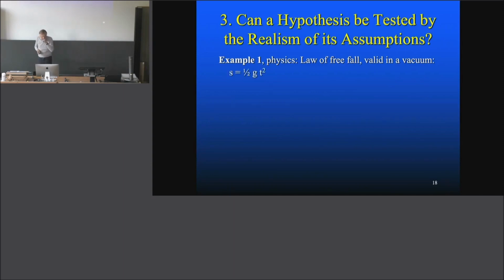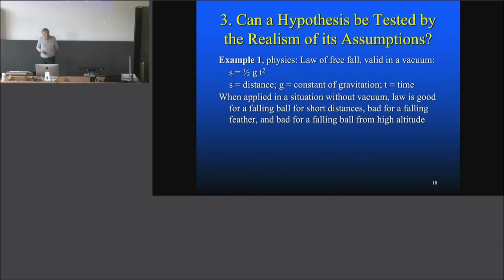That means S is a half gt square. S is the distance, the fall distance, g is the constant of gravitation on Earth, and t is time. And so you can calculate S, the dependent variable, as a function of time. So you can tell after 1 second, after 2 seconds, what the distance is. And now the point is this.